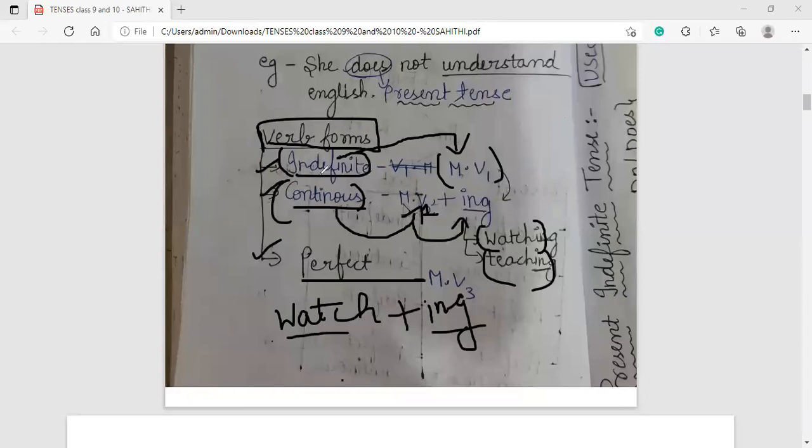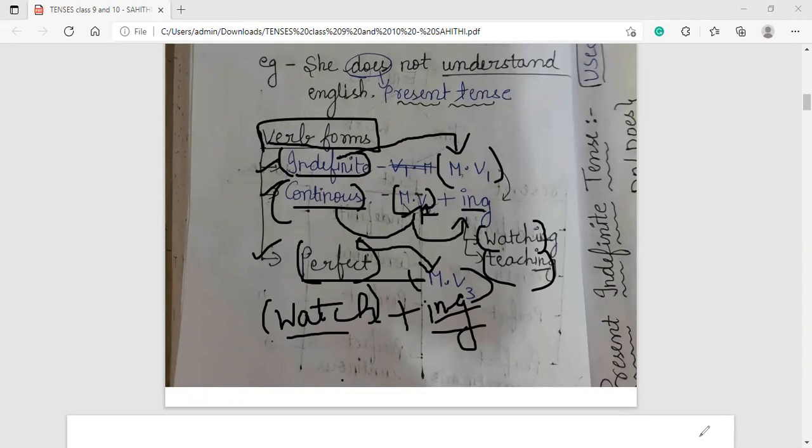So here, for the continuous verb form, we need to use the first form of verb, and then it also has ing, as I said here, watch plus ing. Okay, watch plus ing. Not perfect. For perfect, what do we need to use? We need to use the third form of verb. Okay, so these are the verb forms.